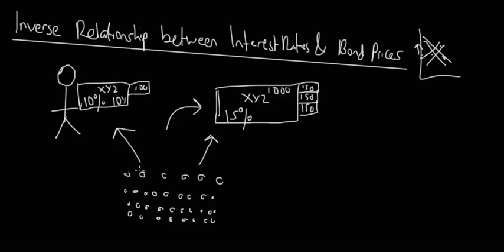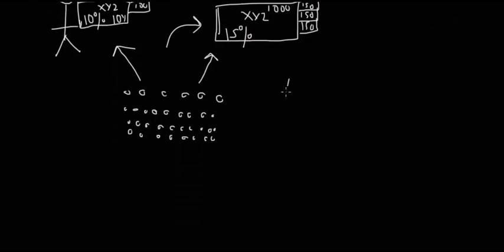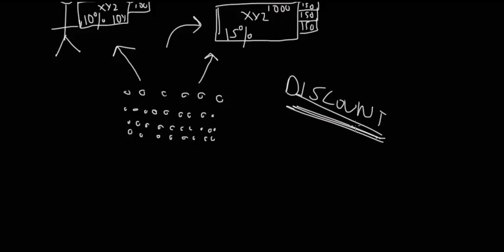And they say, well, you know what? Let's cut a deal. If you want us to buy your bond, which is paying you $100 a year as opposed to $150 a year, then you're going to have to sell your bond at a discount. And this is what we would call a discount to face, a discount to the face value.